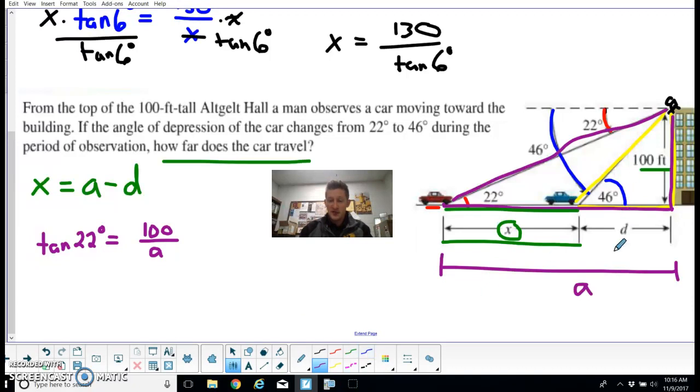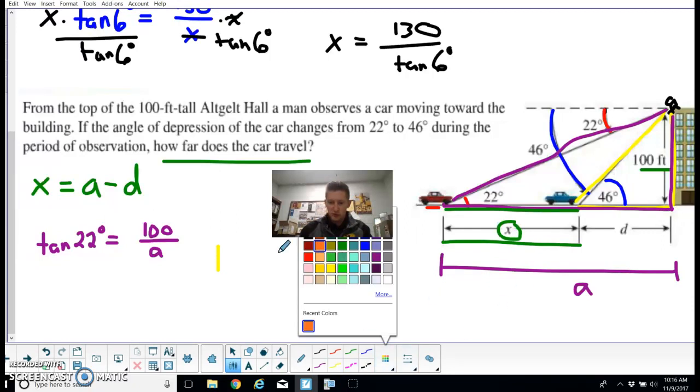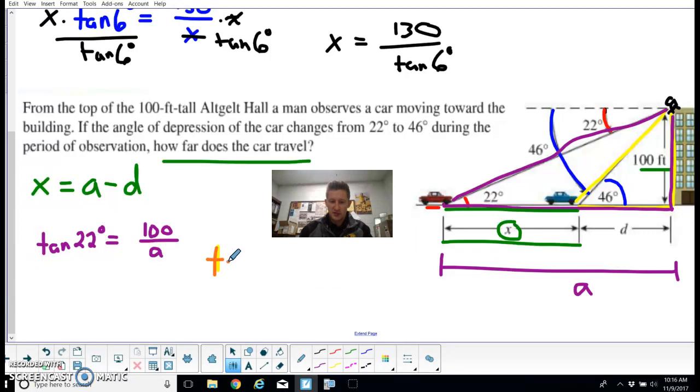Now D, I'll do that in orange, so it shows up better. So tangent of 46 degrees is equal to the opposite side, which is, again, still 100, divided by the adjacent side, which is D, that distance from here to there. So we'll make it orange so it matches up with the writing. So orange triangle. I'm going to solve for A, I'm going to solve for D, and then use those to find out what x is.